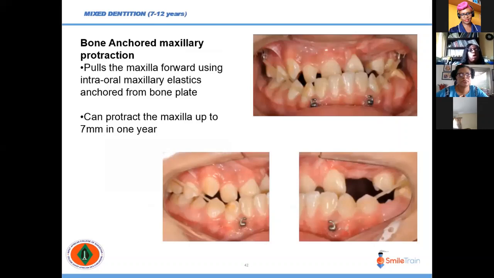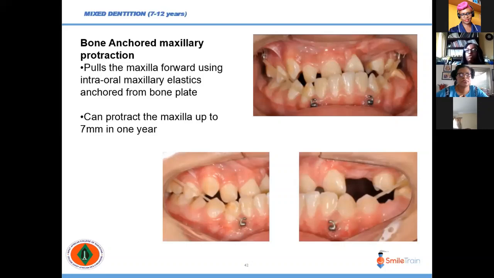Now, another form of protracting the maxilla is using the bone-anchored maxillary protraction. And this is carried out using bony mini plates. They're attached in the maxilla to the infrazygomatic crest, and in the mandible, they are attached just between the lateral and the canines. And you use a force of about 250 milligrams in order to cause a correction of the reverse overjet. So it can protract the maxilla up to 7 millimeters in 1 year, and it's actually been found to be more effective than the protraction face mask.